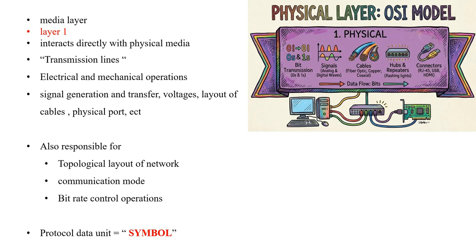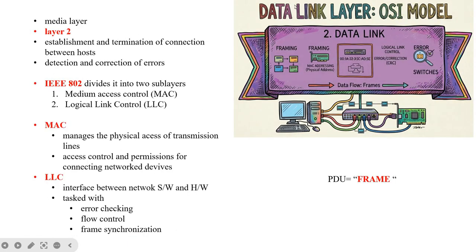So this was about the physical layer. Here in this diagram you can see you have signals, you have bit transmission, and this is transmitted through cables, hubs, repeaters, and connectors. So the second layer in the OSI model is the data link layer.